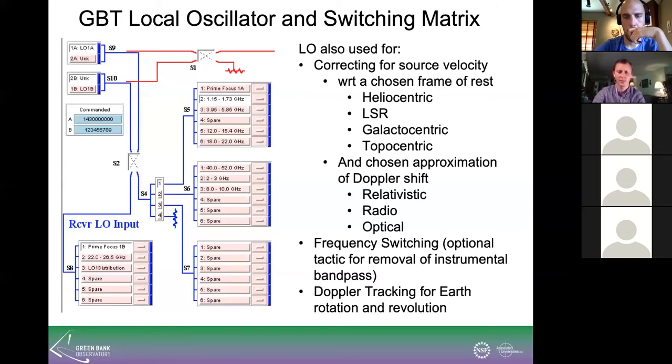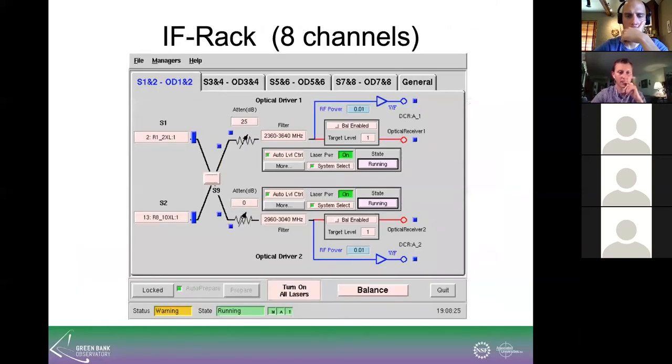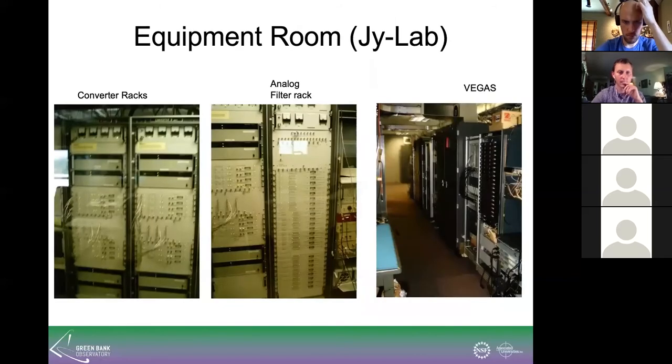And there are different reference frames that one can choose. So you could choose with respect to the sun or with respect to the local standard of rest, LSR. Topocentric means the Earth. And you can choose different types of velocity frames. And then, as we'll already mention, for frequency switching, you use the LO. You can switch quickly with frequency switching. Won't go through that. These are just pictures that show different chunks of the GBT system.